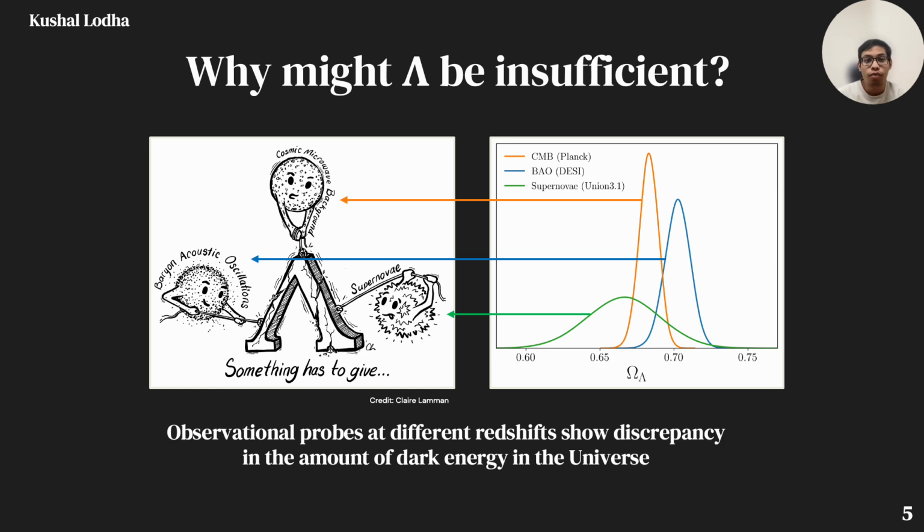So why might Lambda be insufficient? The plot on the right gives us a basic clue. Different probes looking across different redshift ranges do not quite prefer the same amount of dark energy. This opens up the possibility that dark energy may not be constant, but evolving with time.